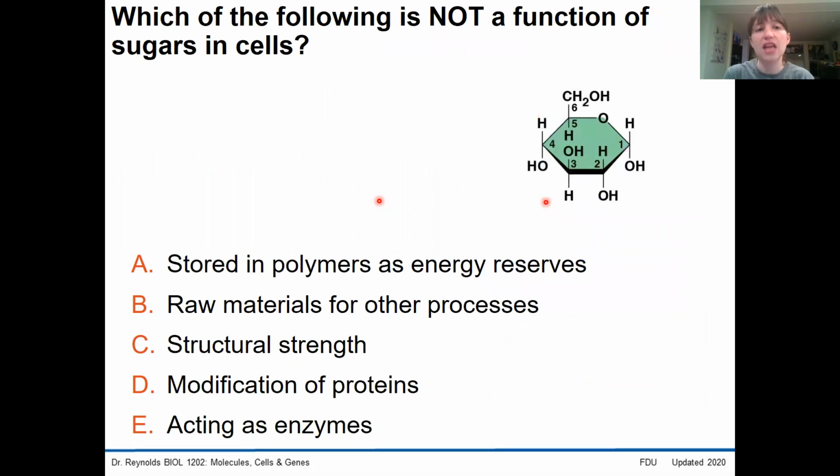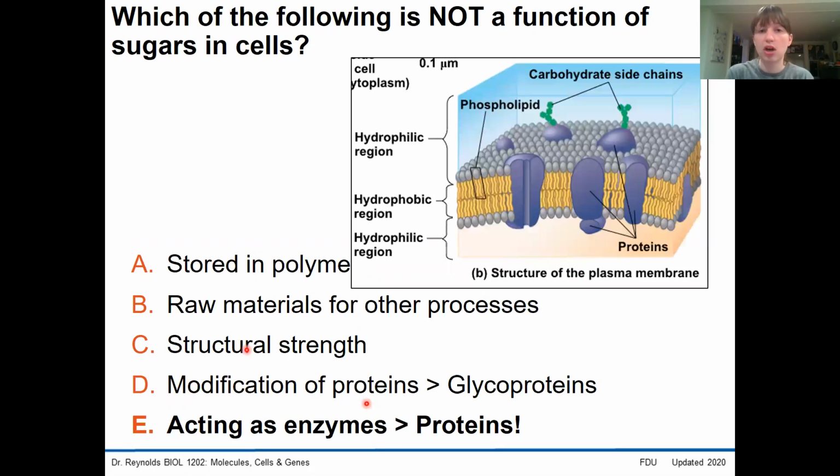Which of the following is not a function of sugars in cells? Well, hopefully you recognize the fact that they can be stored in polymers, which store energy. They can be raw materials for other processes, such as being built up into nucleotides or broken down for energy. They can provide structural strength, such as the chains of cellulose. They can be modified on top of proteins, where they can actually be carbohydrates attached to proteins, such as those that are embedded into the membrane, but they can't act as enzymes because enzymes are actually proteins.